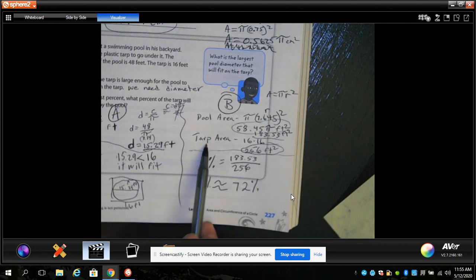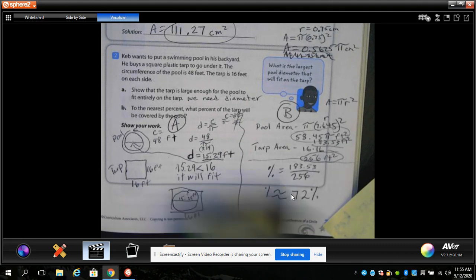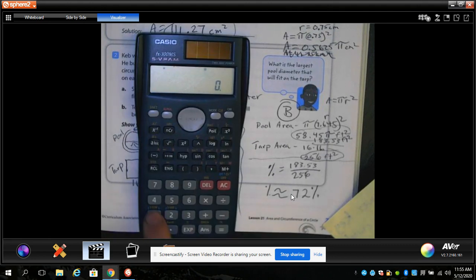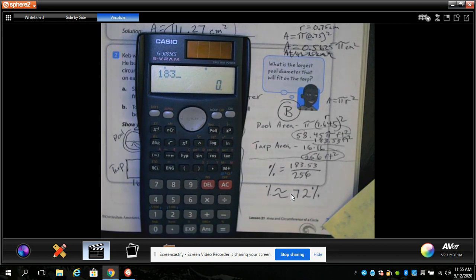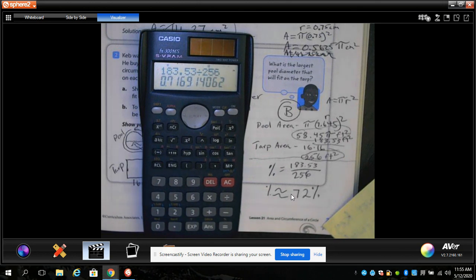So then looking at your tarp, it's just 16 by 16 right here. So to find the area of the square, you just square it, or multiply 16 by 16, to get 256 square feet. So then your percentage is going to be that 183.53 divided by the 256. And they want you to take that to the nearest percent. So when you have 183.53 divided by 256, you end up with 0.7169.